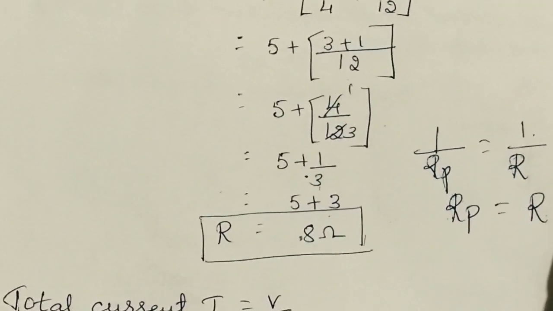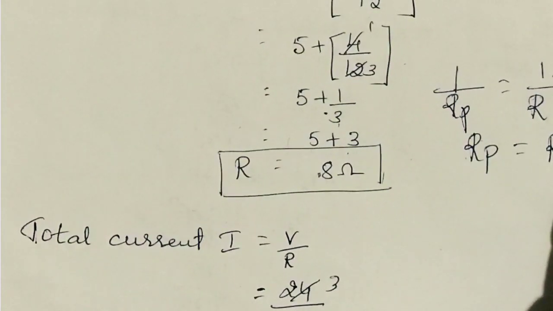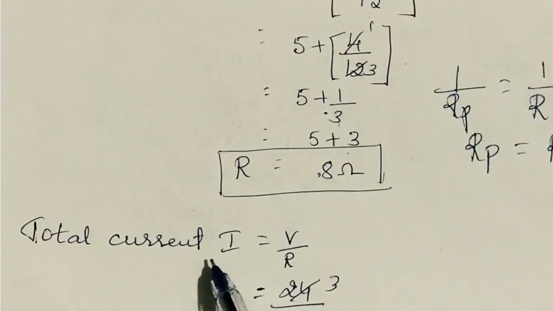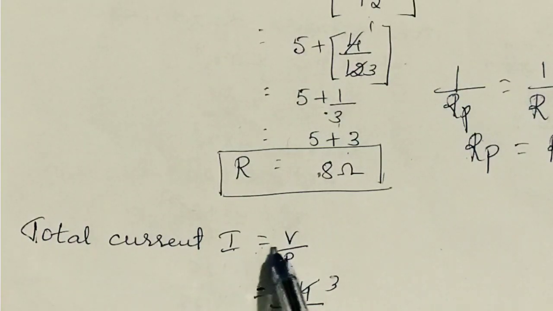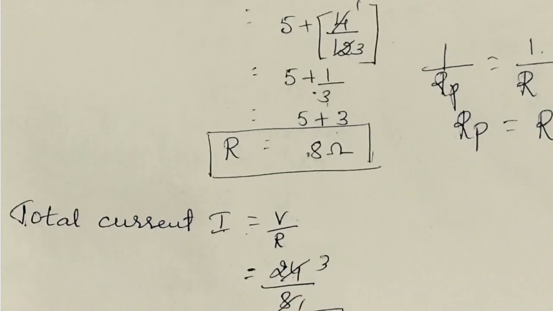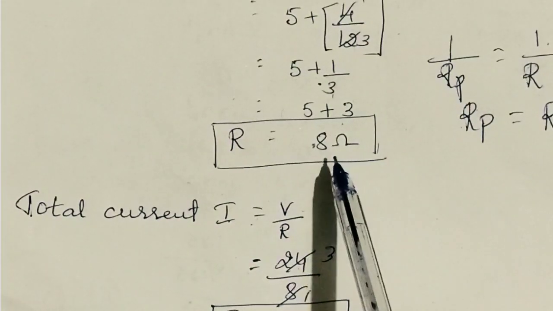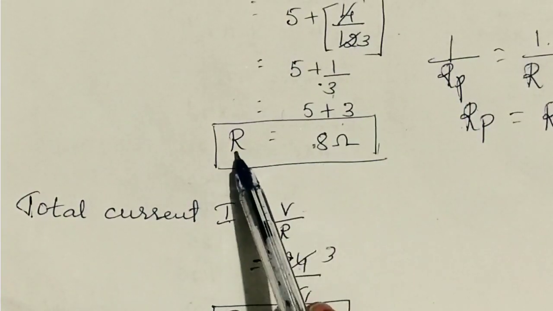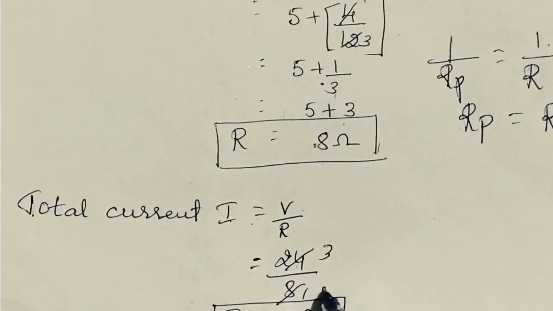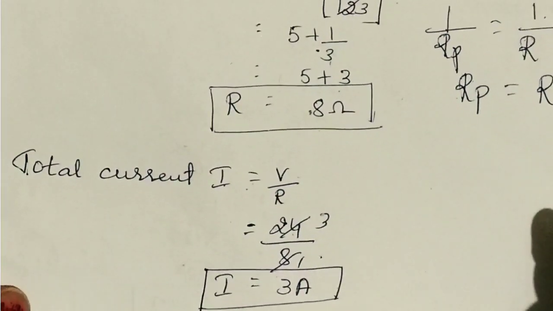Along with that, they asked for the total current. What is the total current? We know the formula I equals V by R, which is Ohm's law. We know the value of the voltage, which is 24 volts. So 24 divided by the total resistance, which we have calculated as 8 ohm. So 24 divided by 8: 8 ones are 8, 8 threes are 24. So the total current I is equal to 3 A.